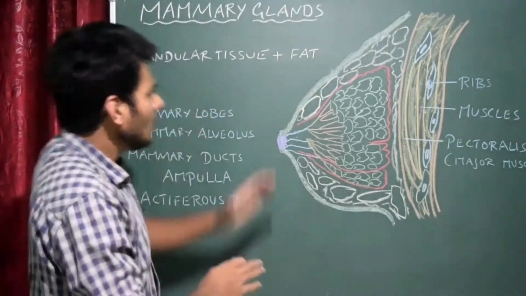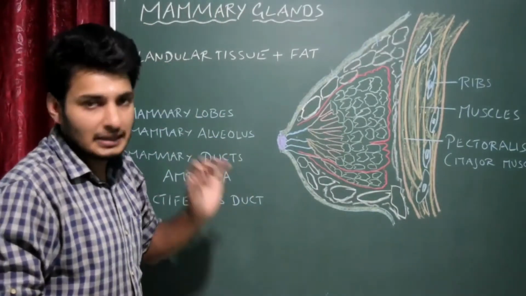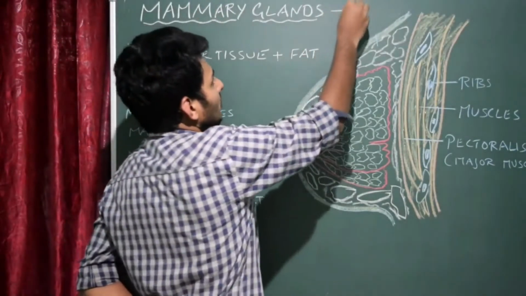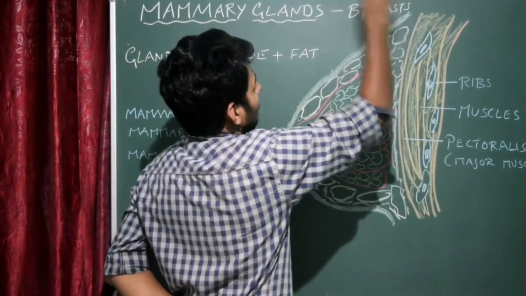Now the mammary glands normally occur in pair. That is, two will be there in a female, and it is also called the breast. A pair of breasts will be there. So it is called the breast.